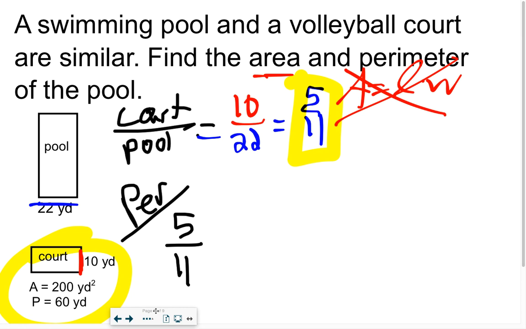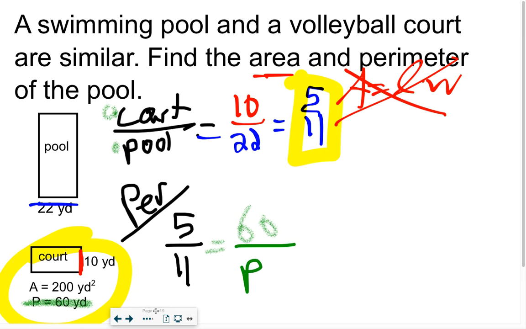Again, doing court to pool, so knowing more about the court, coming back to the court and seeing its perimeter is 60, I'm going to put that on top. And since I don't know the perimeter of the pool, I'm going to put the letter P down here. You can use any variable, but I'm going to use the letter P for pool. Actually, more so P for perimeter. Just a little reminder for myself.